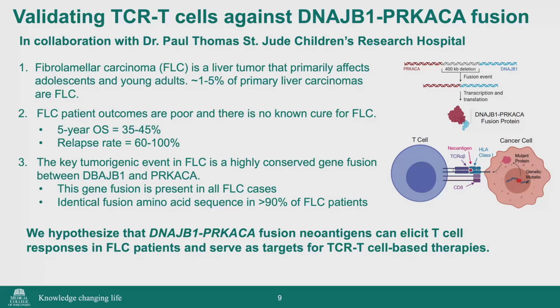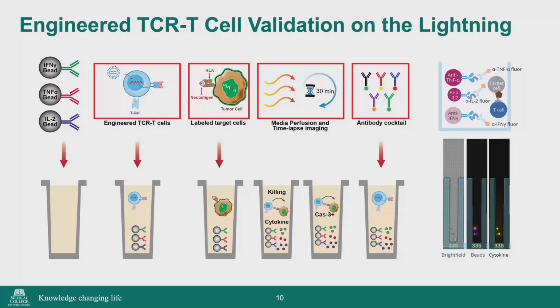The key tumorigenic event in FLC is a highly conserved gene fusion. And so this gene fusion, as I mentioned earlier, seems to be an ideal target for patients with FLC, primarily because the fusion is actually conserved, meaning that the amino acid sequence in about 90% of FLC patients is the same. And so we think that this would be a really ideal target for an off-the-shelf TCR T-cell based therapy sometime in the future. And so our hypothesis is that this fusion gene is able to elicit T-cell responses in patients with fibrolamellar carcinoma, and that this could actually serve as a target for TCR T-cell based therapies.